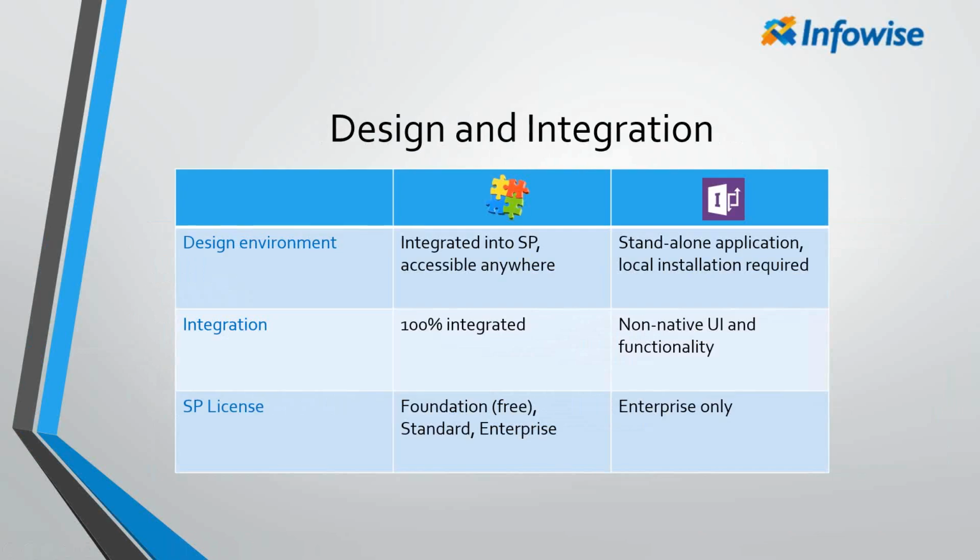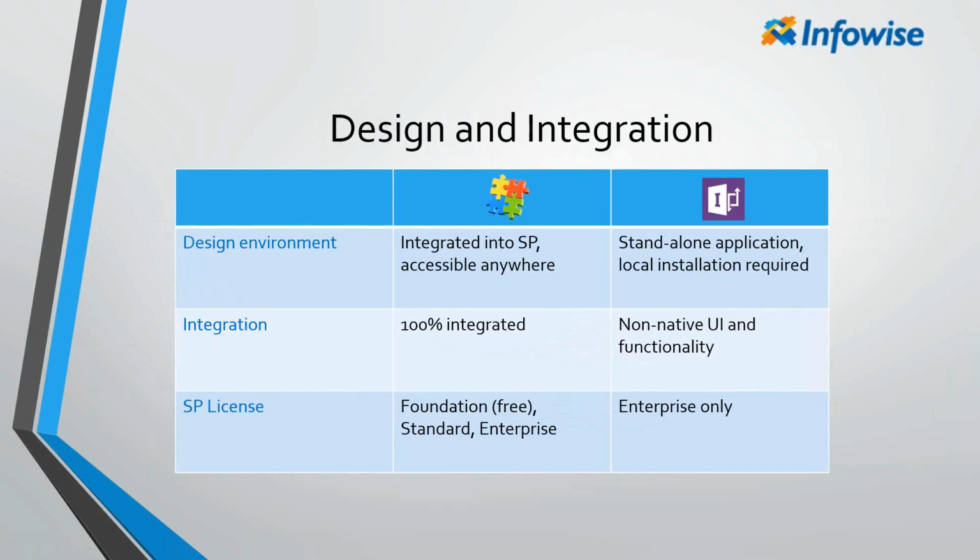And in terms of the SharePoint license, again, InfoPath requires you, for the form services, to use the enterprise license, which is the most expensive one, whereas Ultimate Forms can run even on the free version.